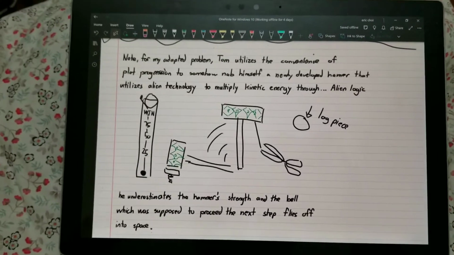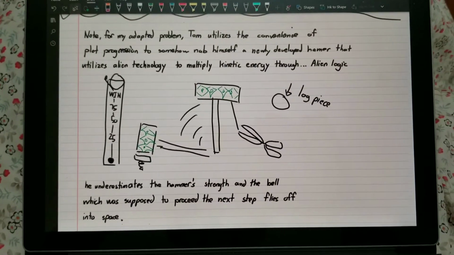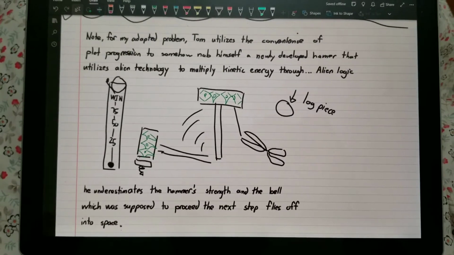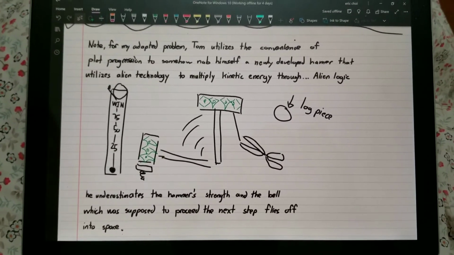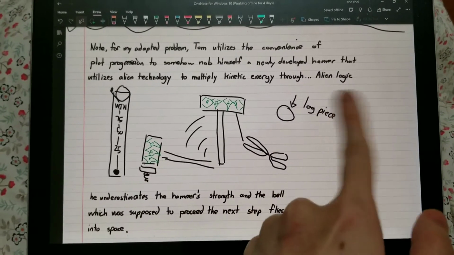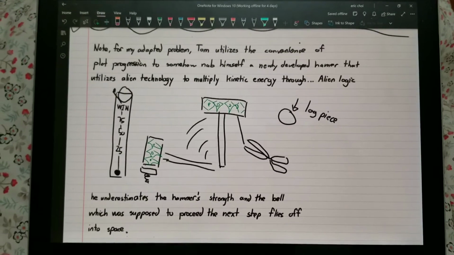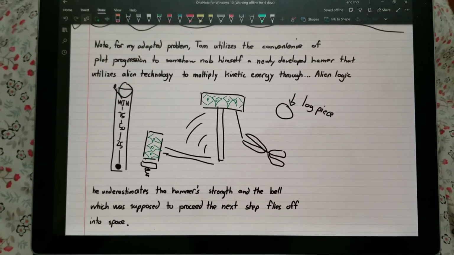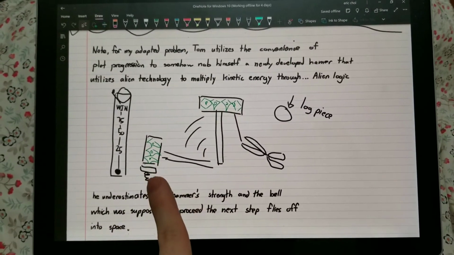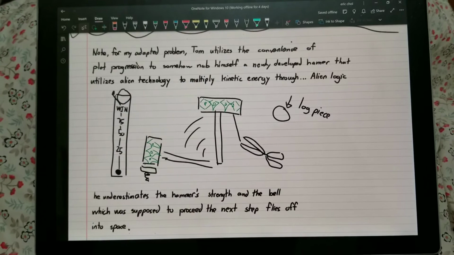So imagine that this hammer has utilized alien technology through the power of plot progression in Tom and Jerry films so that it can actually multiply kinetic energy through alien logic. I'm not even going to try to explain that, but imagine whatever force is put in, so the potential energy from here falling onto this spring and launching this up, is multiplied many, many, many times.